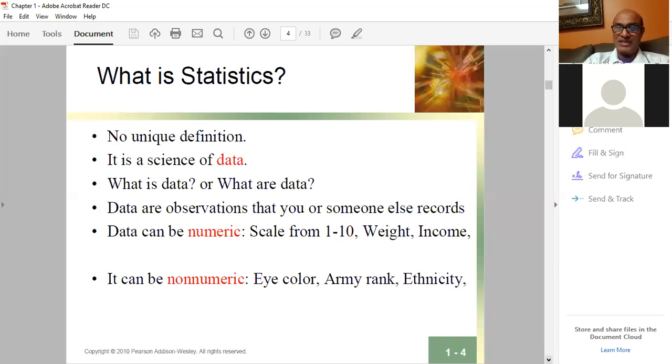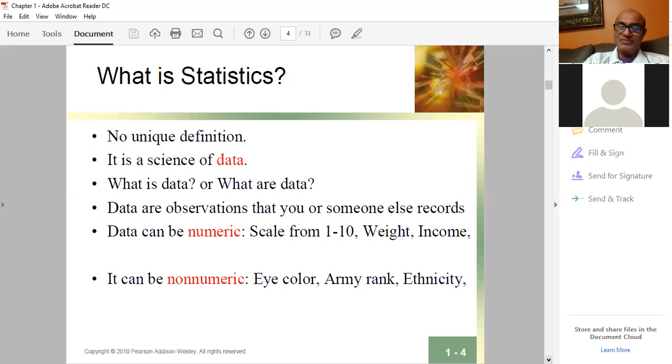And non-numerical data, as I just gave you the example of mountain ranges, that is of course numerical, but eye color is measured in terms of whether blue or black or brown. That's an eye color. Number is not involved here. Army rank. If I'm working in the army, that means I have ranks like major, lieutenant colonel, colonel, brigadier colonel, like this.